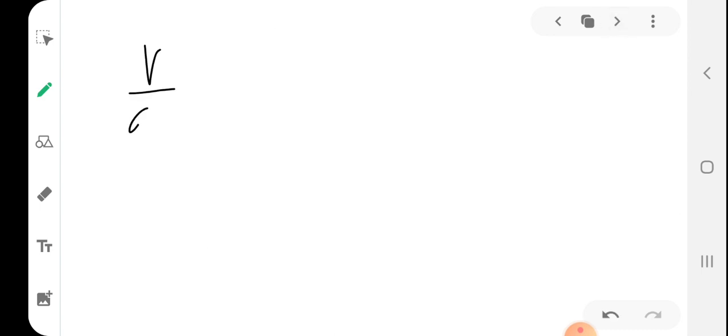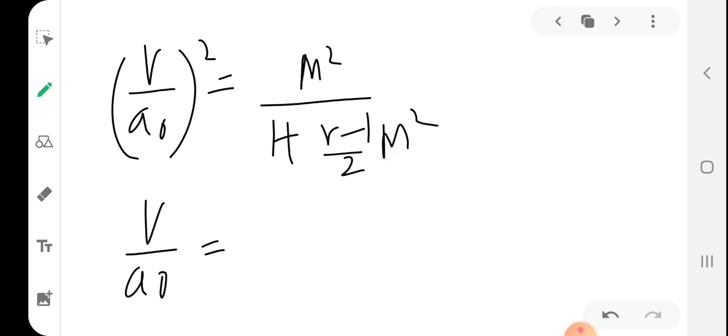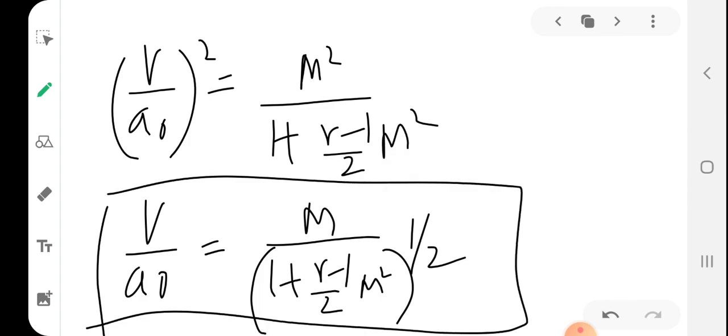Rearranging, v squared by a0 squared is equal to M squared by (1 plus (gamma minus 1) by 2 M squared), or v by a0 is equal to M by the square root of (1 plus (gamma minus 1) by 2 M squared). So this is the relationship between the dimensionless velocity v by a0, the local velocity of the field by the stagnation speed of sound.